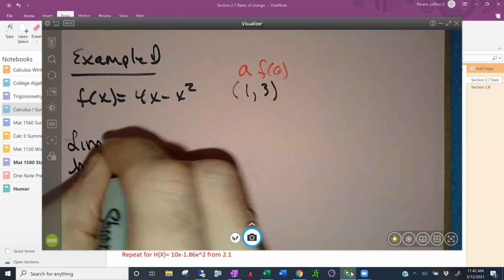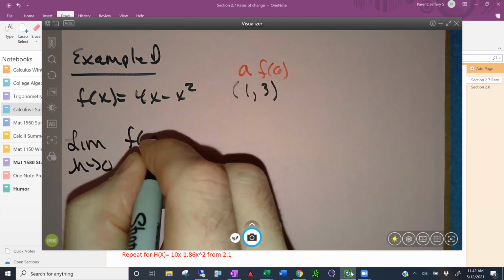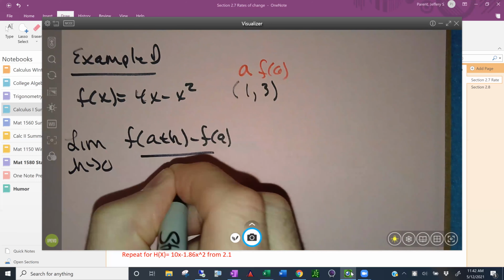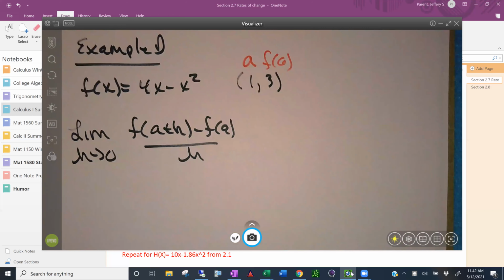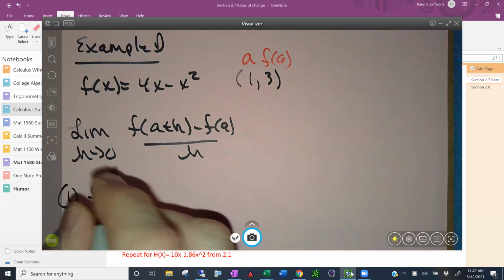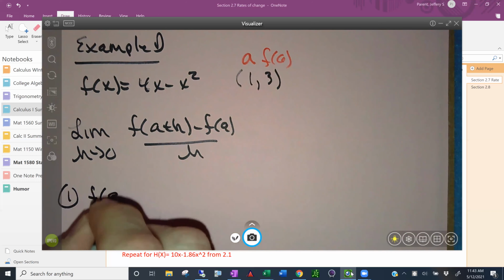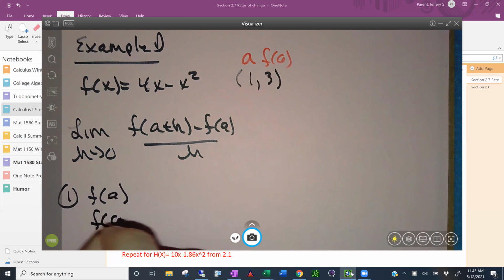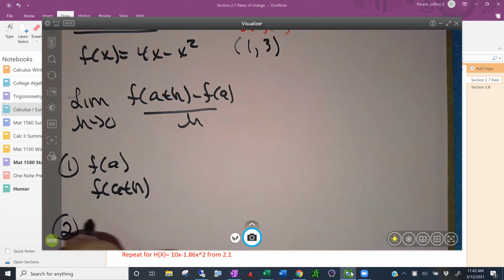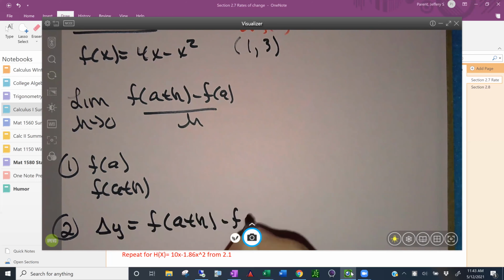Now, when you do these types of problems and you're using the first method, limit as h approaches 0 of f of a plus h minus f of a over h, I kind of break it up into 4 steps. So the first step I calculate is f of a plus h and f of a. The second step is I calculate this. I call it delta y, which is f of a plus h minus f of a.